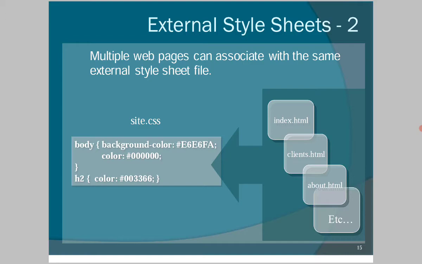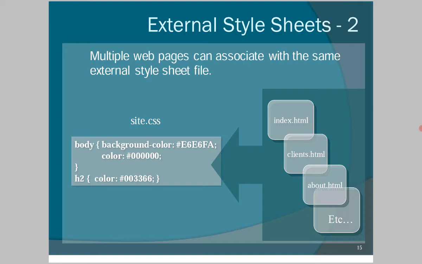External style sheets 2 means multiple web pages can associate with the same external style sheet. For example, site.css. So more than one page can associate with the same external style sheet file. A simple example is site.css.